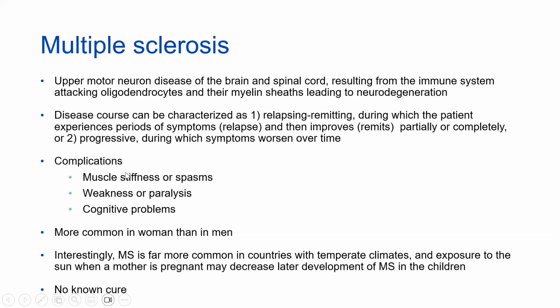Complications involved in MS include muscle stiffness or spasms, weakness or paralysis, and cognitive problems. Interestingly, it's more common in women than in men, and MS is far more common in countries with temperate climates, and exposure to the sun, actually, when a mother is pregnant, may decrease later development of MS in children. So there does seem to be a variety of environmental factors at play here, and there's no known cure.